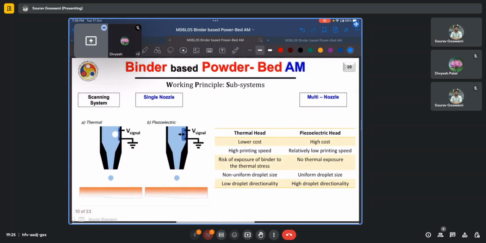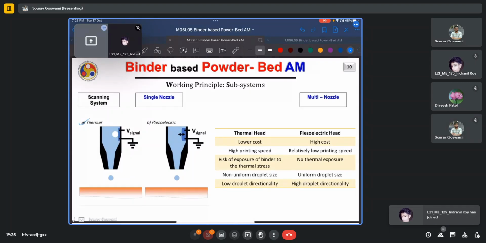And even in terms of the dispensing system, the nozzles can be of two types. They can either be operating on a thermal mechanism, where there can be, say, a resistive element which can be heated, and when we apply a voltage to it, its temperature rises, which leads to the formation of a vapor bubble. This vapor bubble then pushes out a certain volume of liquid out of the nozzle and onto the print bed.